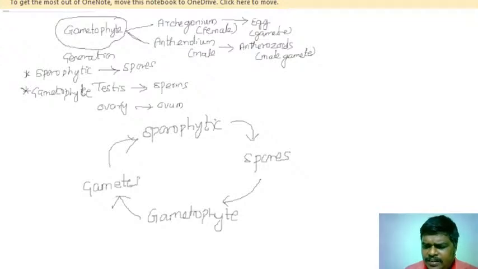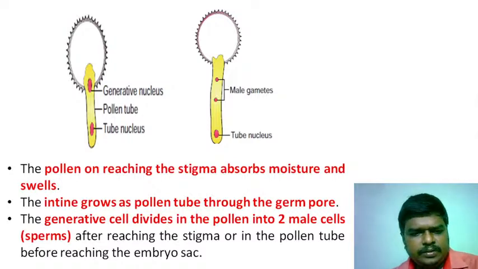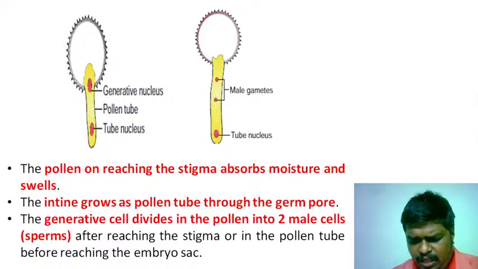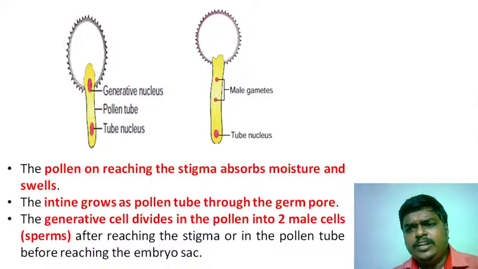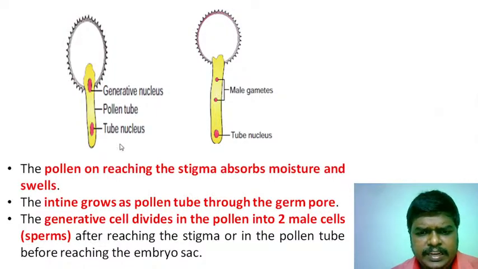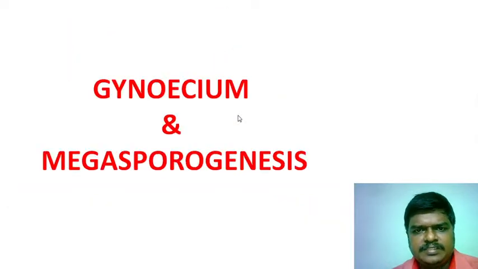And next is the pollen grains. Actually, the whole pollen grain does not contain the gamete. As I mentioned earlier, only the germ cells form the male gametes. So basically, any pollen grain that is growing towards the ovary has two male gametes.